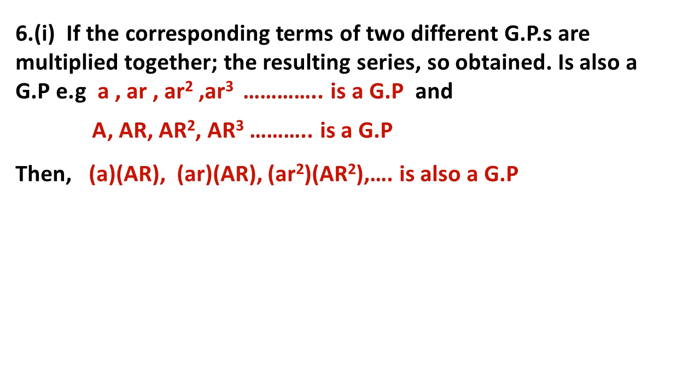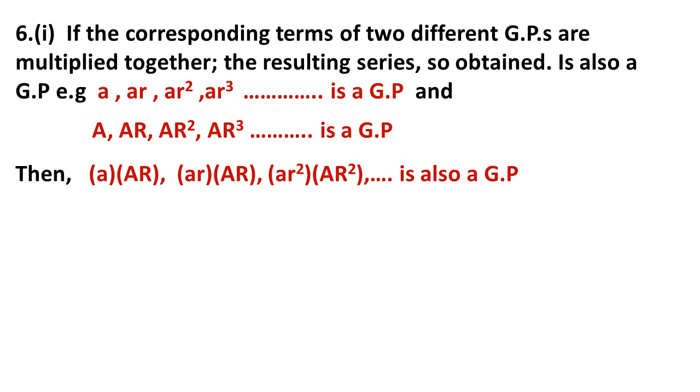If the corresponding terms of two different GPs are multiplied together, then the resulting series so obtained will also be in GP. Look at this example: A, AR, AR square, AR cube are in GP and another set of A, AR, AR square, AR cube, they are also in GP. If you take the product of these two GPs, the new series formed with the product of the corresponding terms also results in a GP.